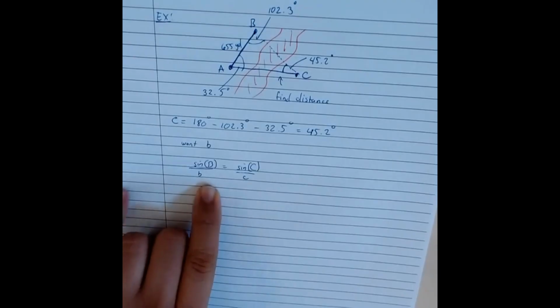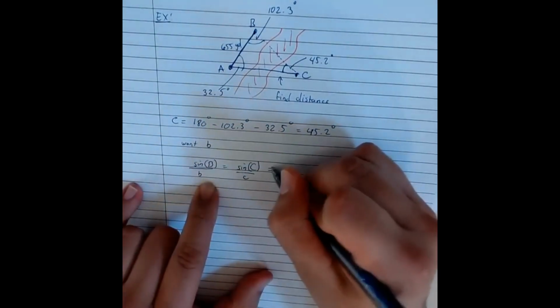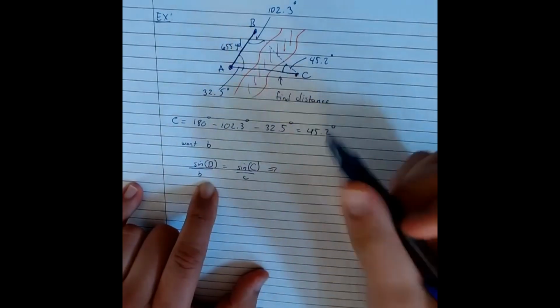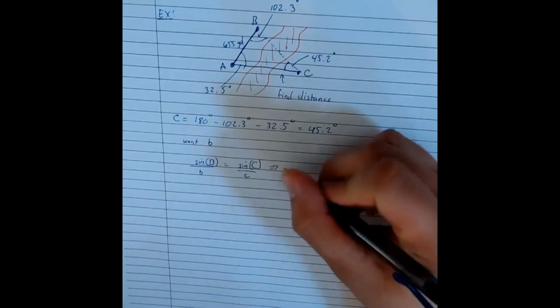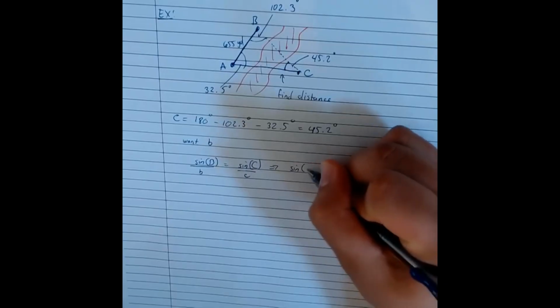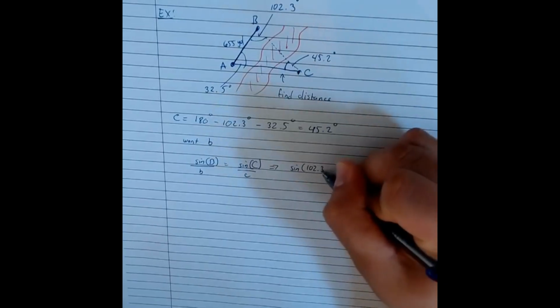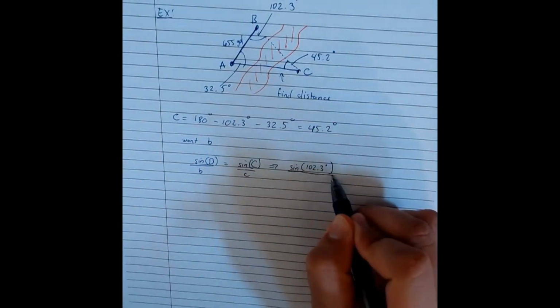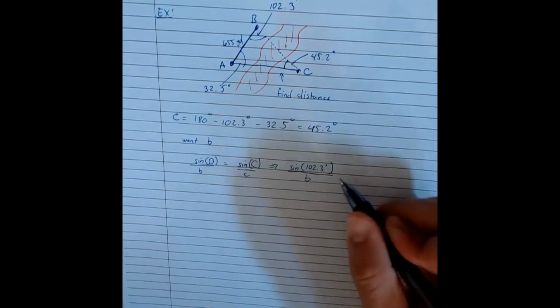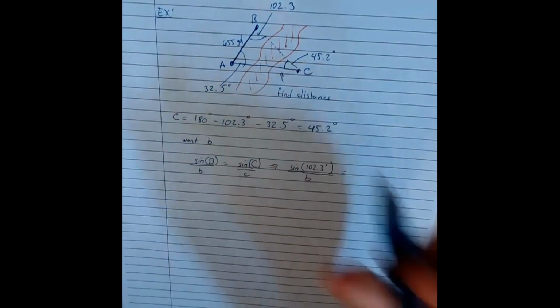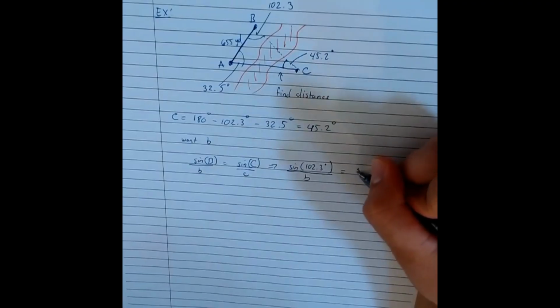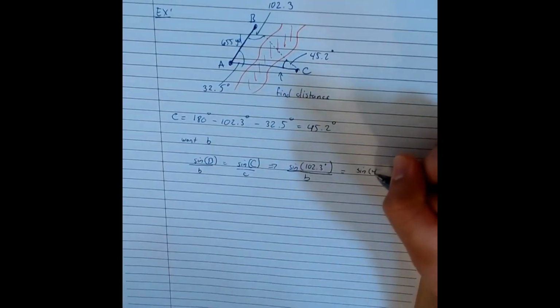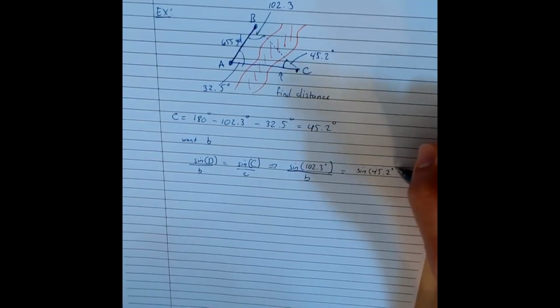So that'll be sufficient. The sine of B, well, I know B, that's 102.3. So sine of 102.3 degrees divided by the side length b, which we don't know yet, is equal to the sine of the angle C, which is sine of 45.2 degrees.